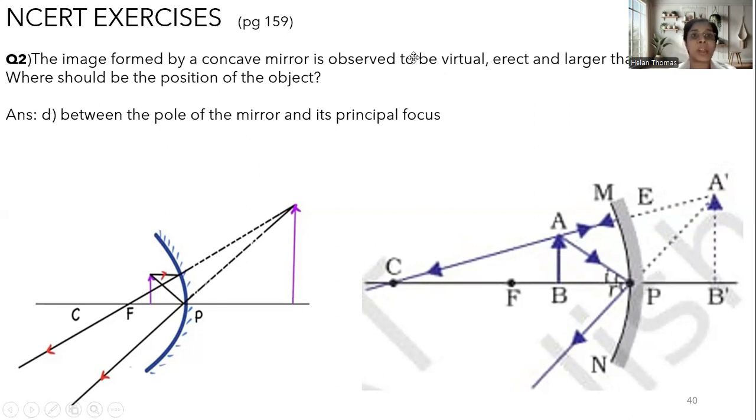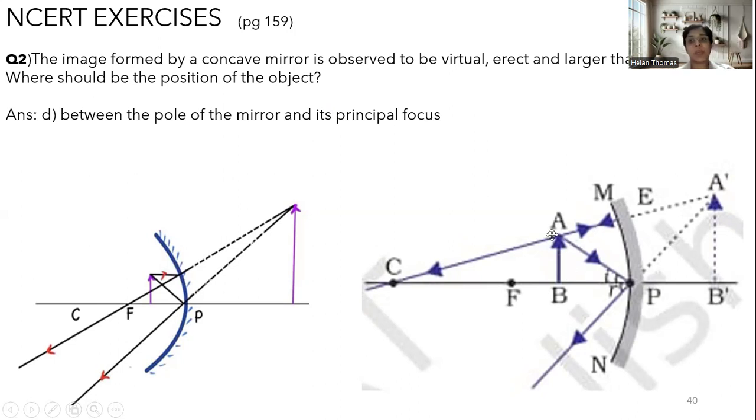The image formed by a concave mirror is observed to be virtual, erect, and larger than the object. Where should be the position of the object? We discussed that the concave mirror will give you a virtual, erect, and larger image only when the object is placed in between the focus and the pole. So I just put the ray diagram here. This will be a maximum of 1 mark question. In a 1 mark question, you will not have to draw the ray diagram.